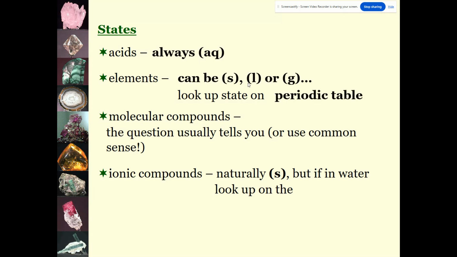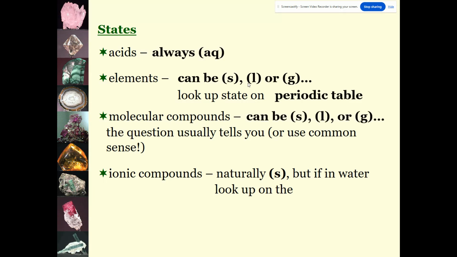Elements can be solid, liquid, or gas. Remember, the periodic table tells you essentially for the metals, everything's solid except mercury, which is a liquid, and it tells you that mercury is a liquid in the element box. But the rest of the metals don't tell you what they are because they're all solid. For the non-metals, the element box will tell you. Or in Chem 30, you'll have a color-coded data booklet, and there's a key that lets you know what state they are based on their colors.